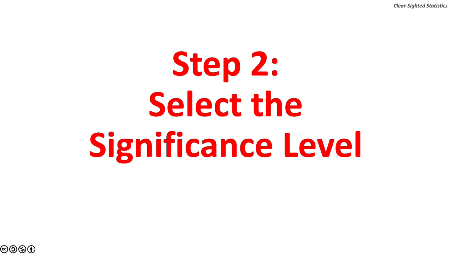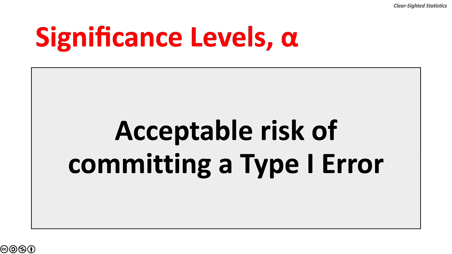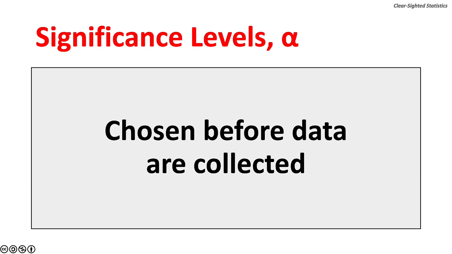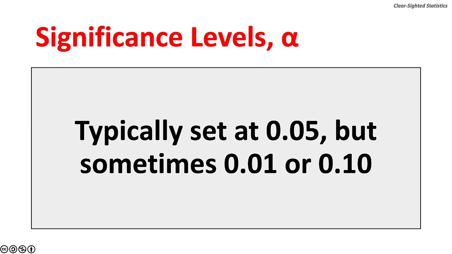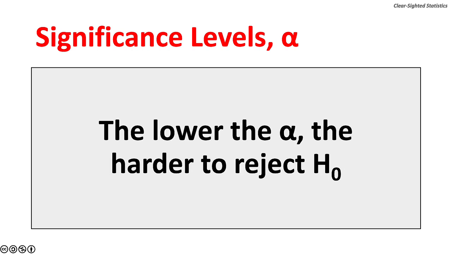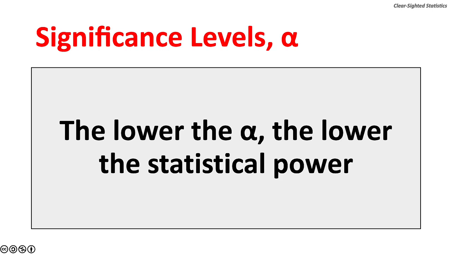Step 2, the researchers select the significance level. The significance level, or alpha, is the acceptable risk of committing a type 1 error. The significance level is typically chosen before the data are collected. It is typically set at 5%, but sometimes 1% or 10% is selected. The lower the significance level, the harder it is to reject the null hypothesis. The lower the significance level, the lower the statistical power.